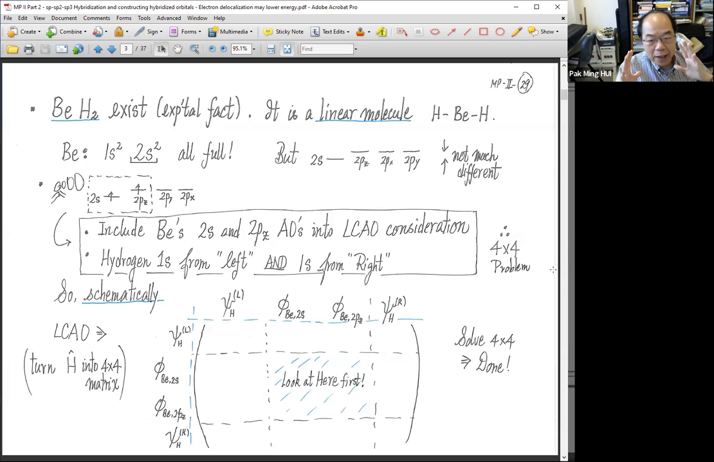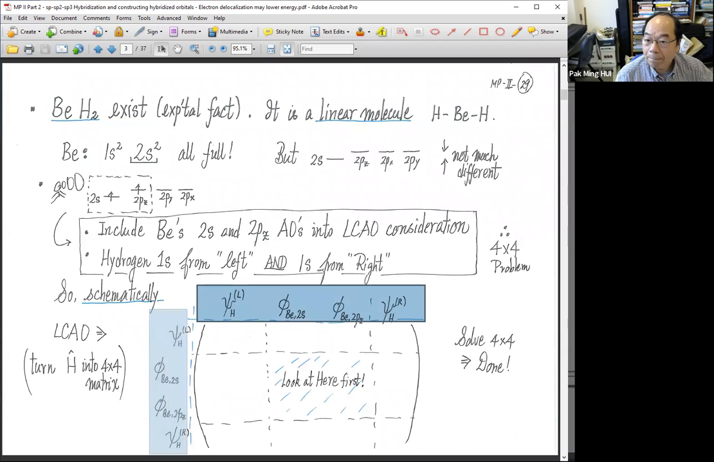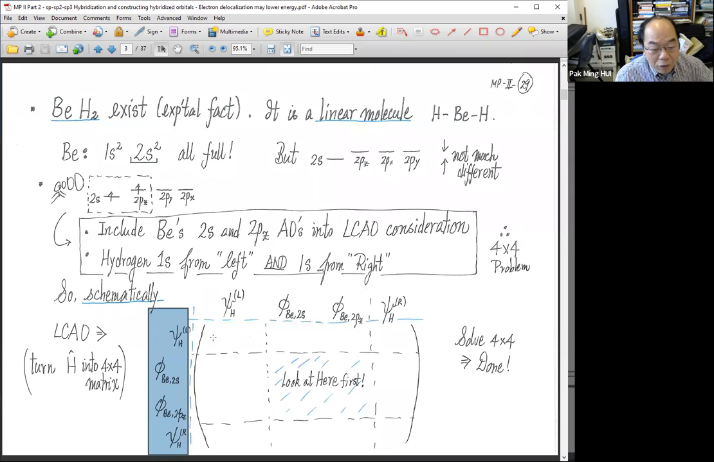Therefore, in our LCAO, we have a basis of 4 AOs. We have a hydrogen from the left, 1s. Hydrogen on the right, this is 1s state. Beryllium, we have a 2s and a 2pz. We call the special direction z. It doesn't matter, you can call it x and rewrite it, okay? Therefore, the 4x4 matrix will be set up using these 4 bases on the rows and the column, okay? Therefore, we will have 16 matrix elements.